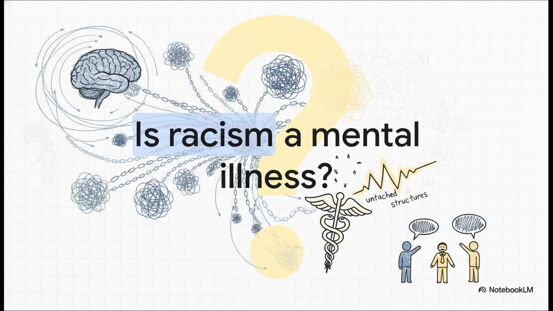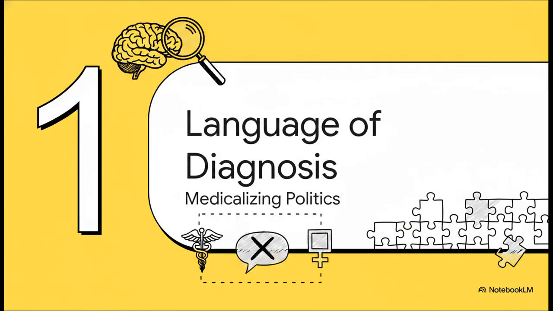Is racism a mental illness? Maybe that question sticks because racism can look like obsession, paranoia, and imaginary persecution. But labeling it a literal illness, well, that might leave the actual underlying structures completely untouched. Keep this tension in your mind as we explore how clinical language is being used more and more in the public sphere. Section 1. The language of diagnosis.